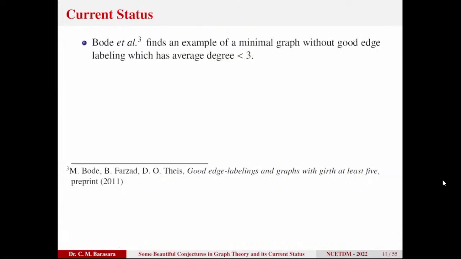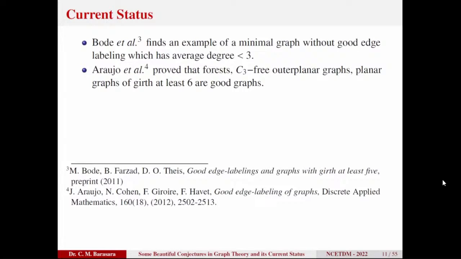Once they proposed that, up till now, it has been proved that Bode and others found an example of a minimal graph without a good age labeling with average degree 3. This is the first step, and that was proved in 2011. And Araujo and others proved that forests, C3-free outerplanar graphs, and planar graphs of girth at least 6 are good graphs. They published this paper in Discrete Applied Mathematics in 2012.